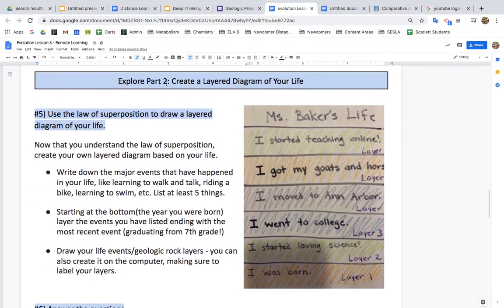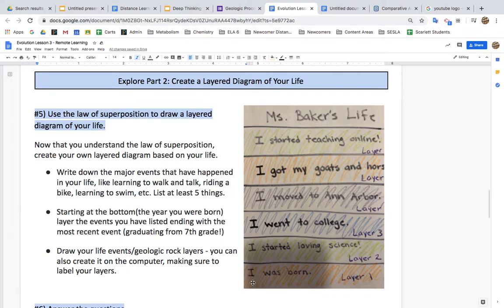Finally, it's time for some fun. You're going to use your understanding of the law of superposition to create a layered diagram of your life. Here's Miss Baker's example. You're going to write down major life events that have happened in your life, like learning to walk or talk, riding a bike, learning to swim, etc. Come up with at least 5 things.